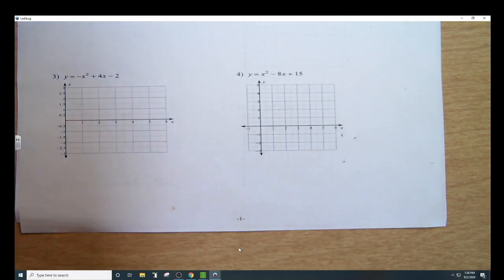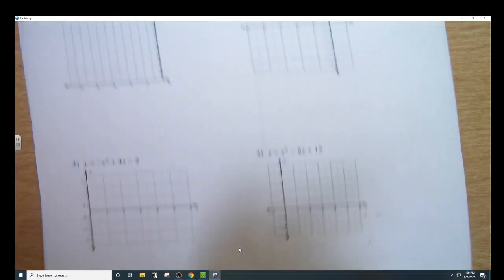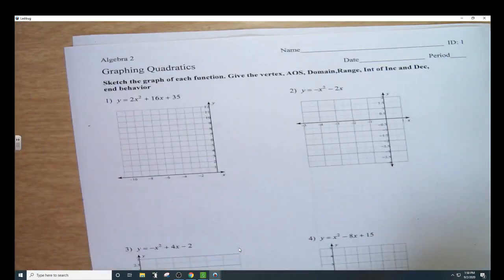We will do it on a graph. Okay. Now, let's do number 1.